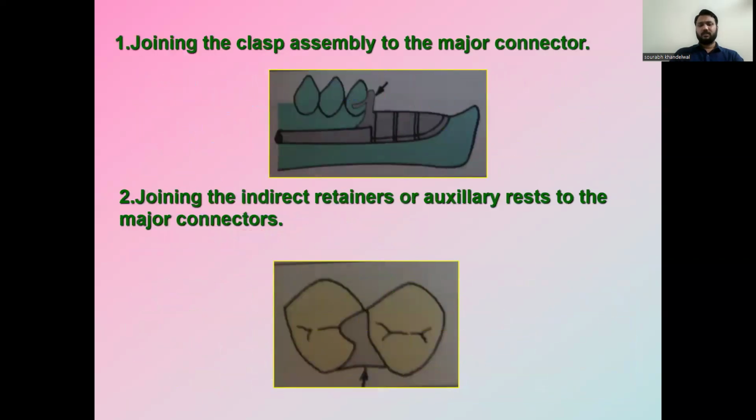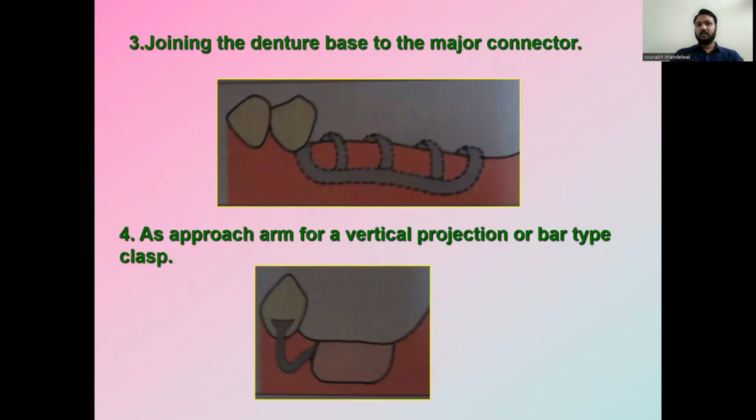The first minor connector, as we have seen, is the connector which joins the clasp assembly to the major connector. Second is which joins the indirect retainer or auxiliary rest to the major connector. Then third is which joins the denture base to the major connector, and the last one is the approach arm for a vertical projection or bar type clasp.